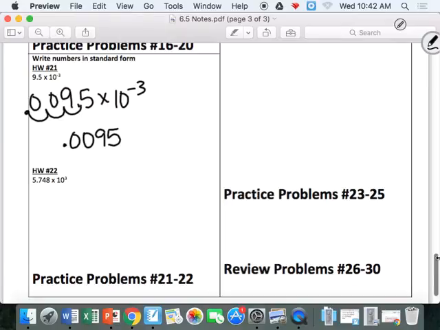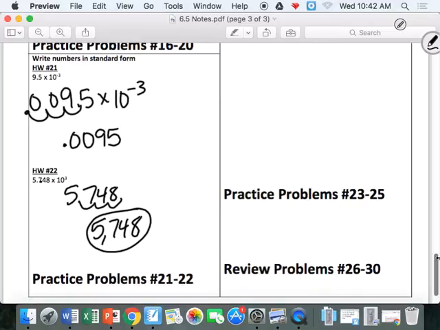Okay, how many significant digits on this one? 4. 1, 2, 3, 4. Scientific notation will help you figure that out. We're going 10 to the positive 3 power, so this time we're going to the right. 1, 2, 3. So it's 5,748 in standard form. Okay?